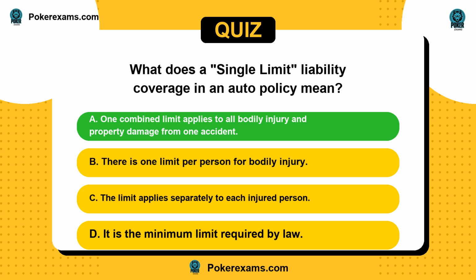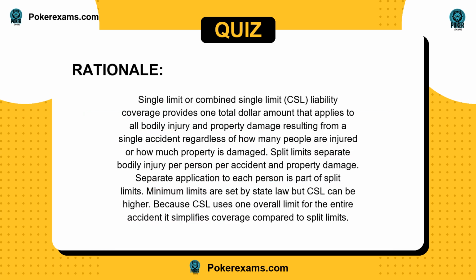The answer is A. Single limit, or combined single limit, CSL. Liability coverage provides one total dollar amount that applies to all bodily injury and property damage resulting from a single accident, regardless of how many people are injured or how much property is damaged. Split limits separate bodily injury per person, per accident, and property damage. Separate application to each person is part of split limits. Minimum limits are set by state law, but CSL can be higher. Because CSL uses one overall limit for the entire accident, it simplifies coverage compared to split limits.